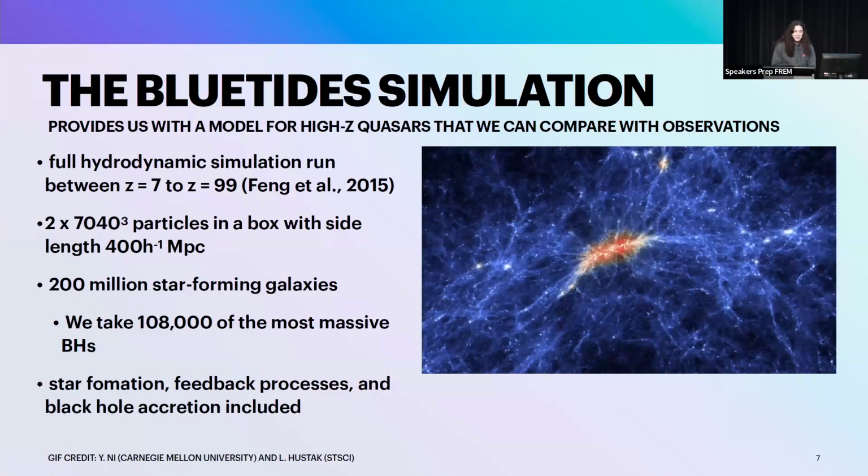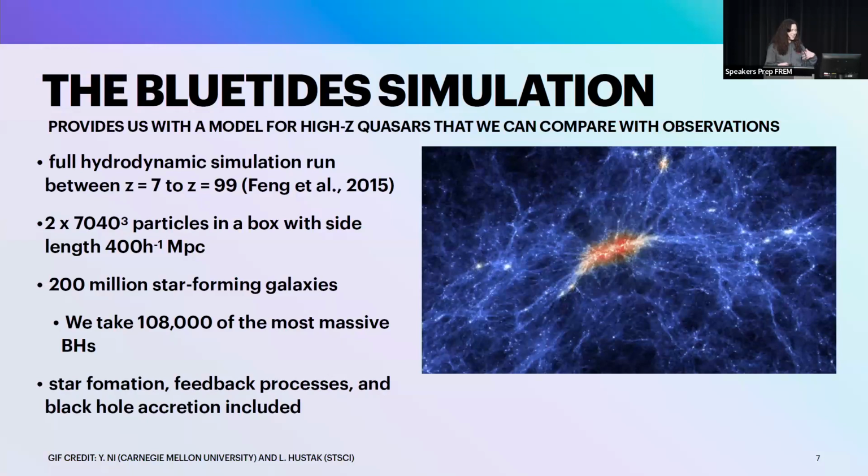So with any good observation, we always need to have simulations to go along with them. The BlueTides simulation provides us with an excellent model for high-z quasars that we can then compare back to our observations. BlueTides is a full hydrodynamic simulation that was run between z equals 7 and z equals 99. It has a huge amount of particles, 7,040 cubed, and it's about 400 megaparsecs on each side.